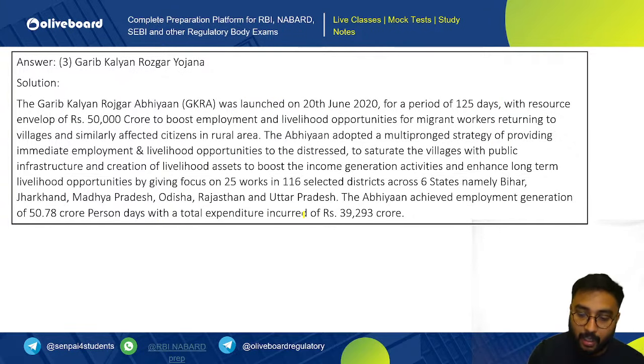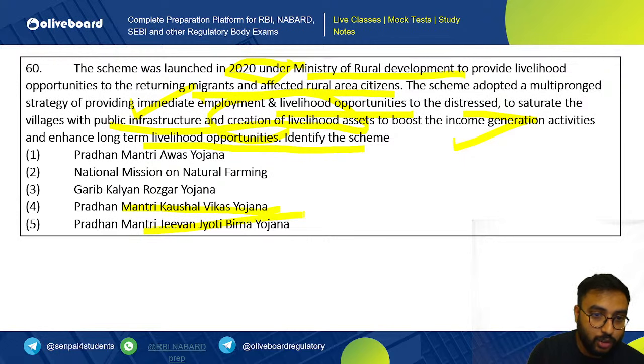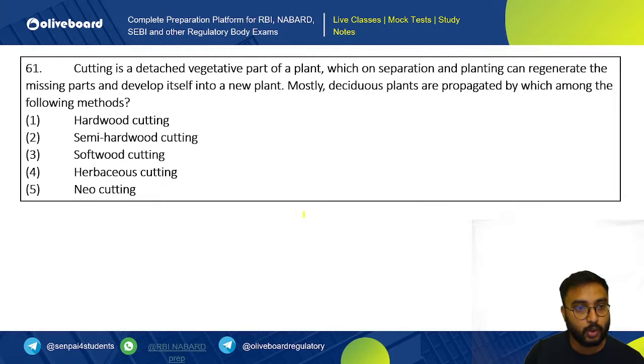This is the latest scheme out of all of these. Awas Yojana, natural farming, Kaushal and Jeevan Jyoti are very old schemes. Even these are beyond 2015. The others are from before that, right? So the answer will be Garib Kalyan Rozgar Yojana.